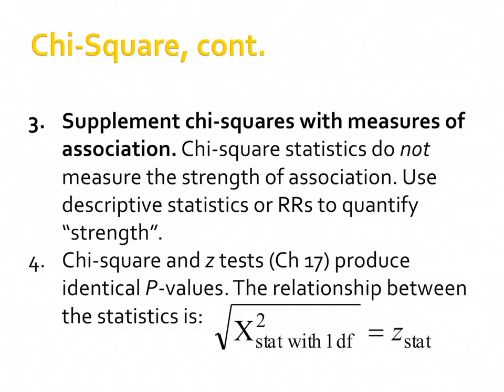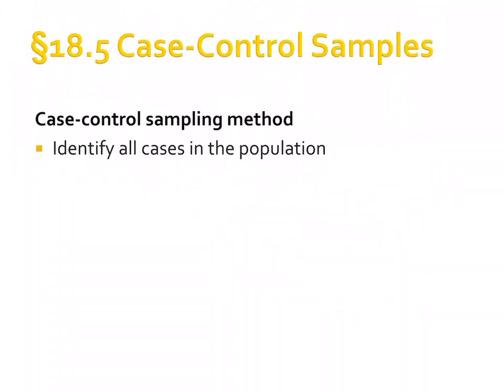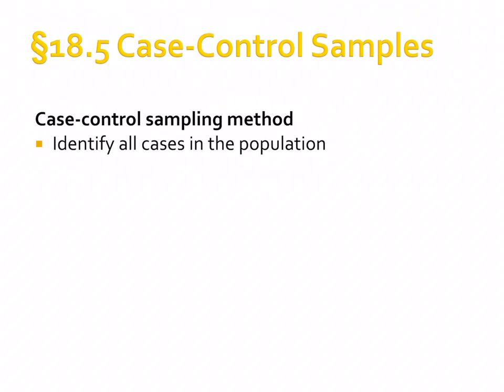Chi-squares and z-tests will produce identical p-values. The relationship between the statistics is that the square root of chi-square with degree of freedom 1 equals a z-stat. So once again, these all can circle back to each other. When we have a chi-squared value, we can go back to a z-stat with large enough sample sizes, because as our chi-squared reaches higher values, it looks more and more like a normal distribution, which you can then use as a z-stat.